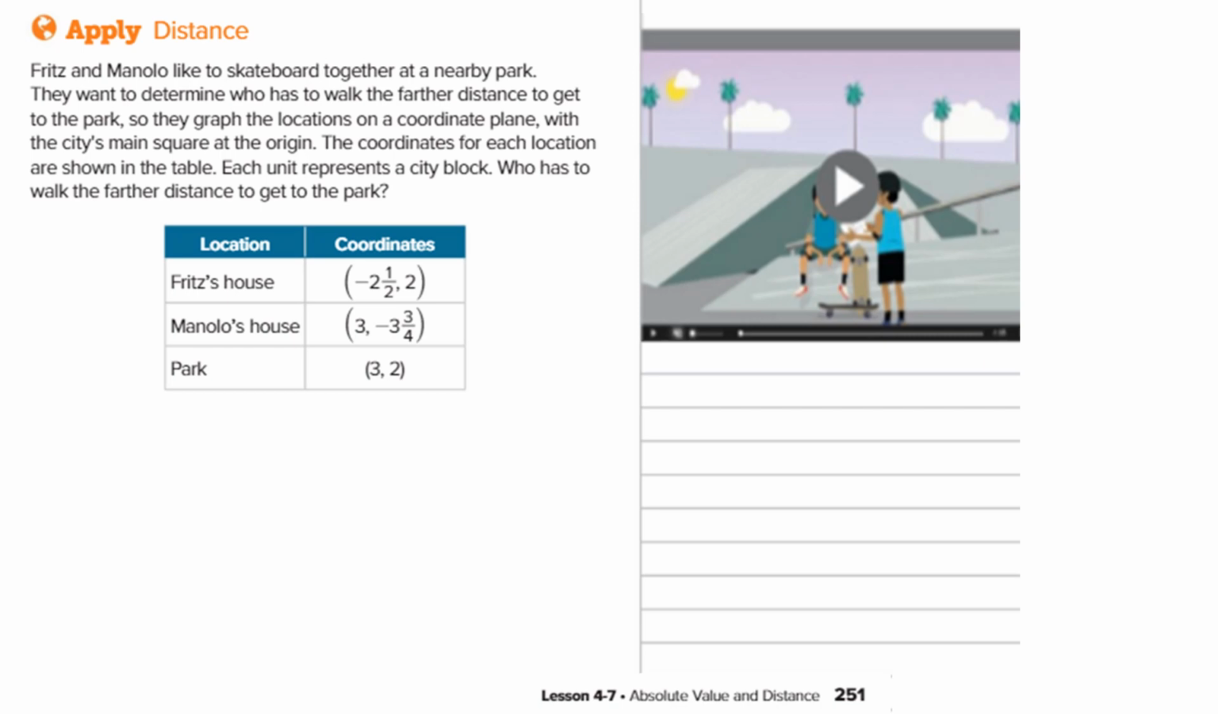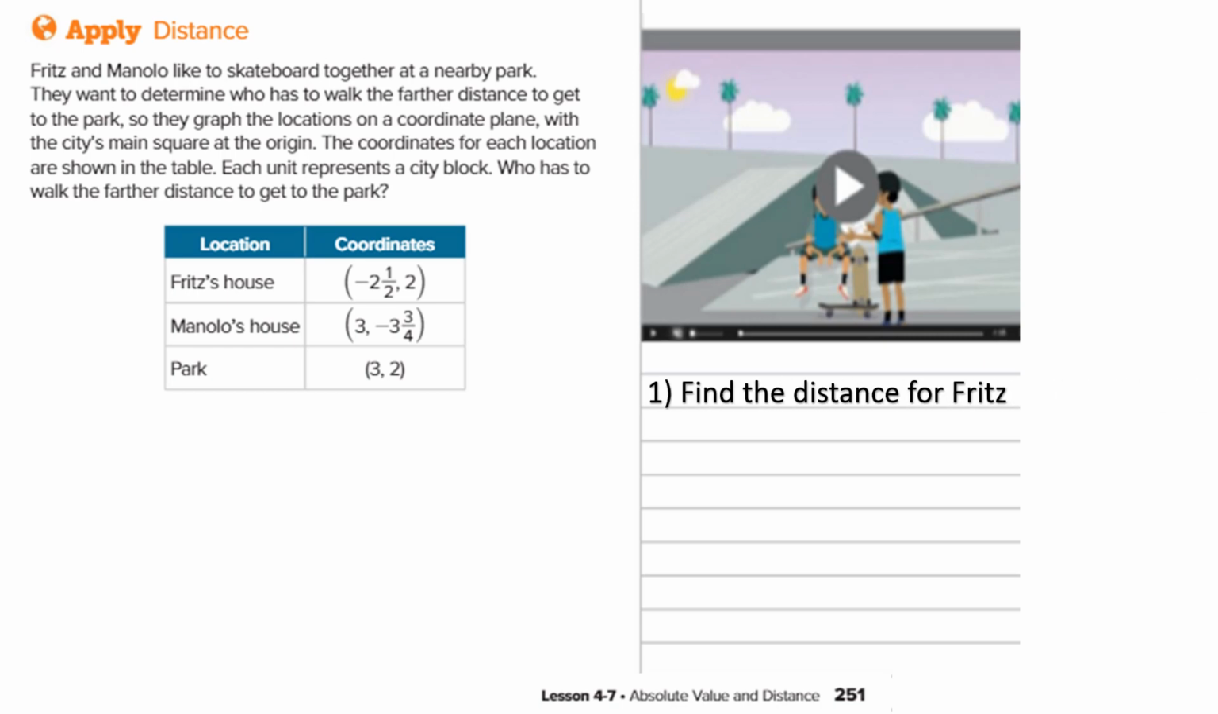Fritz and Manolo like to skateboard together at a nearby park. They want to determine who has to walk the farther distance to get to the park. So they graph the locations on a coordinate plane with the city's main square at the origin. The coordinates for each location are shown in the table. Each unit represents a city block. Who has to walk the farther distance to get to the park?